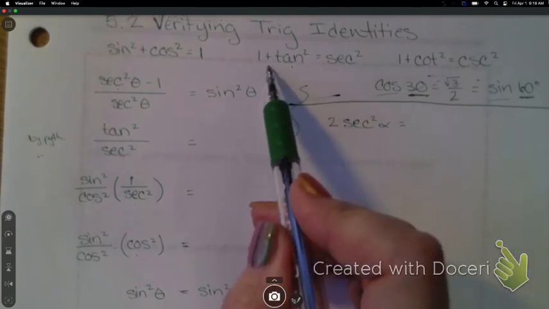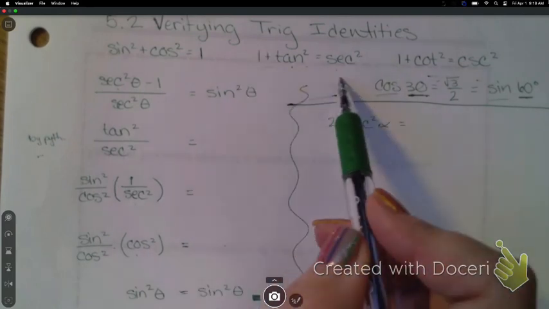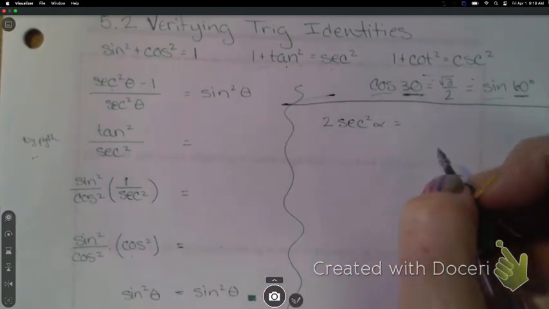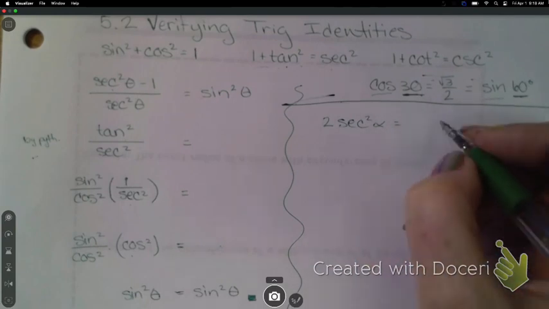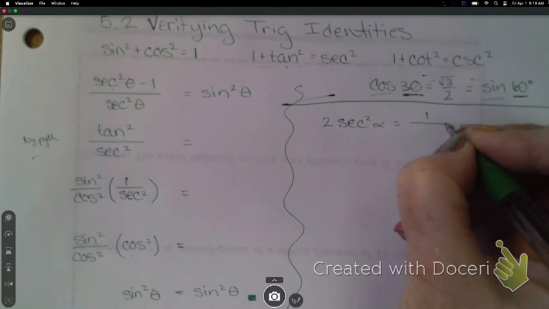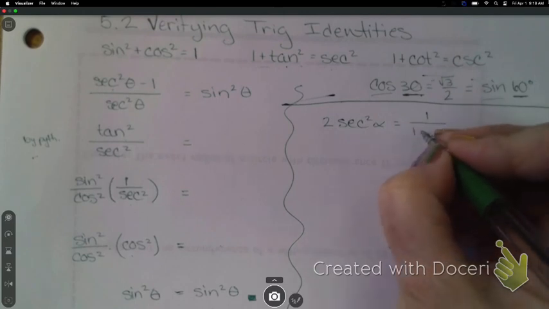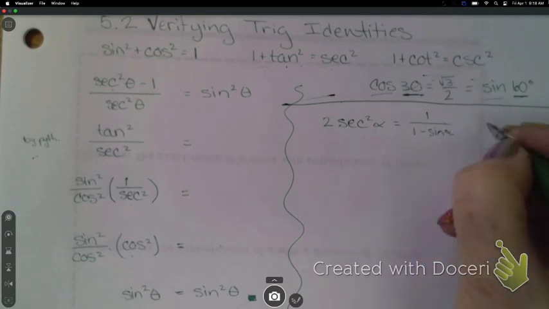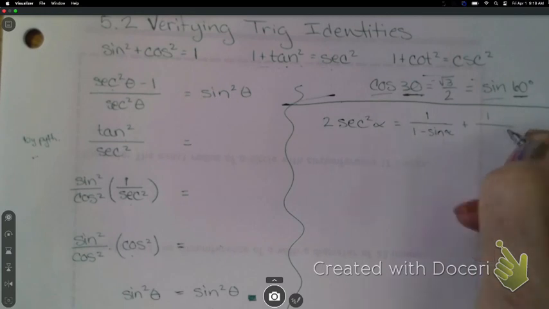But before we did that, we went up and discussed how we could rearrange this. Okay, so now I have 2 secant squared of alpha equals 1 over 1 minus sine of alpha plus 1 over 1 plus sine of alpha.